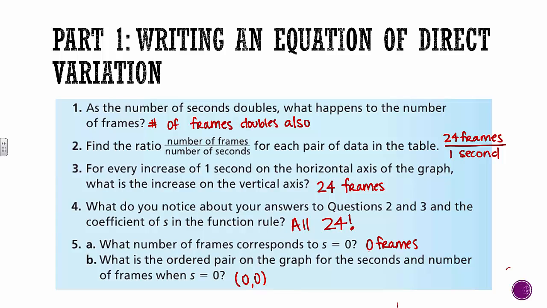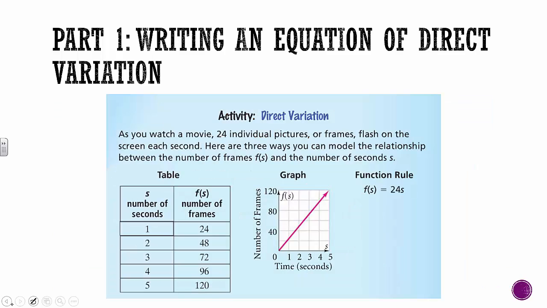Alright, hopefully your answers match mine. As the number of seconds doubles, what happens to the number of frames? It also doubles. We can go back and take a look here. If I go from 1 to 2, 24 to 48 is doubling. And if I double 2, I'd have to jump to 4, and 48 times 2 is 96.